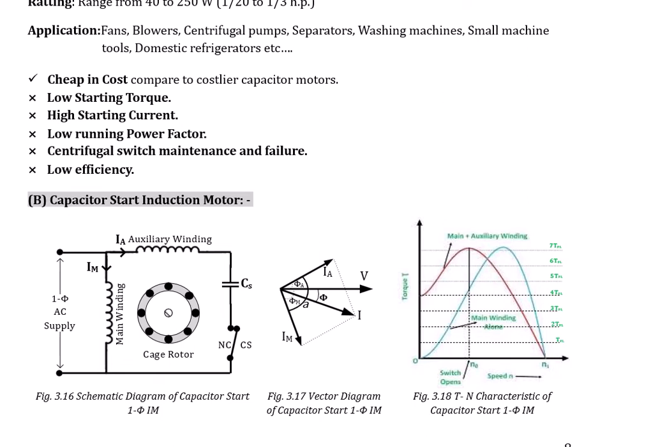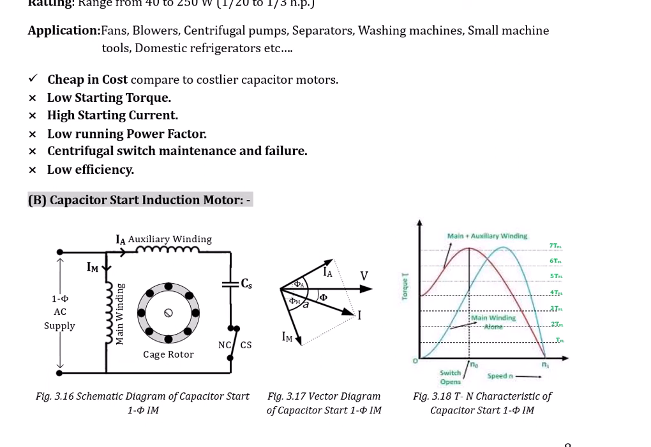But there are a number of disadvantages of this split phase induction motor. Low starting torque first, high starting current, which is not preferable. Low running power factor; we want high power factor. Centrifugal switch maintenance and failure generally arise due to the multiple times opening and closing of the centrifugal switch. And it has low efficiency.